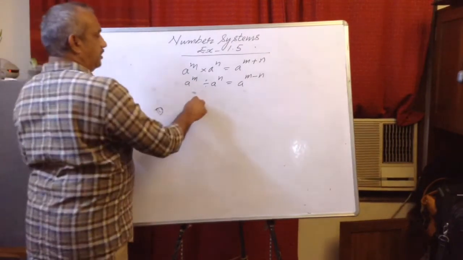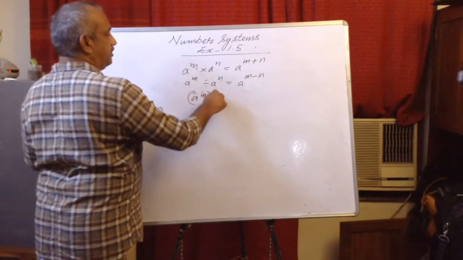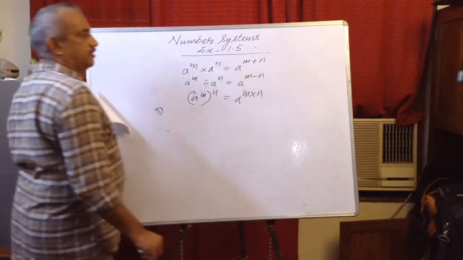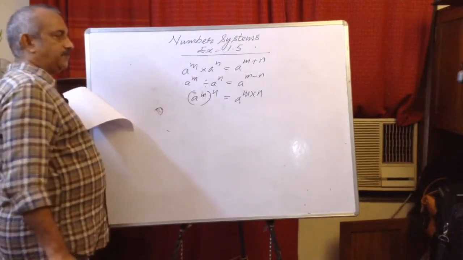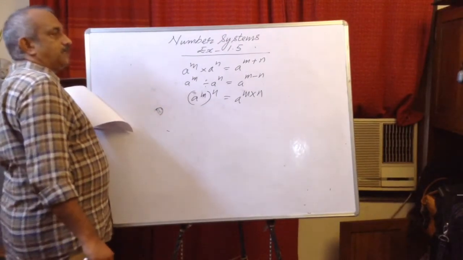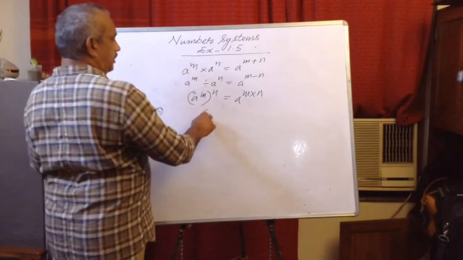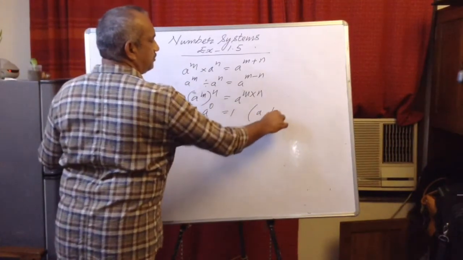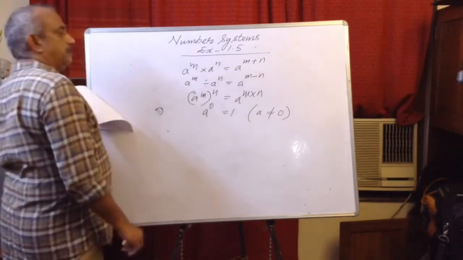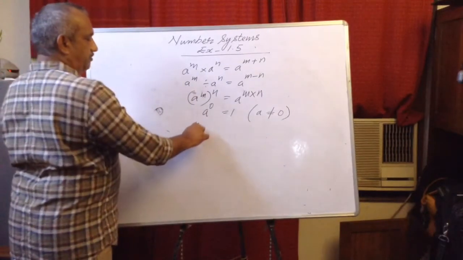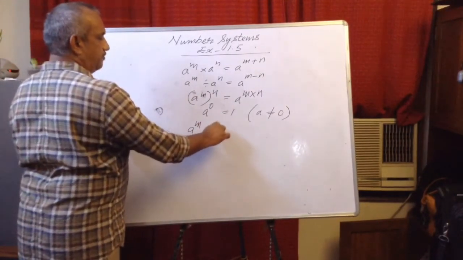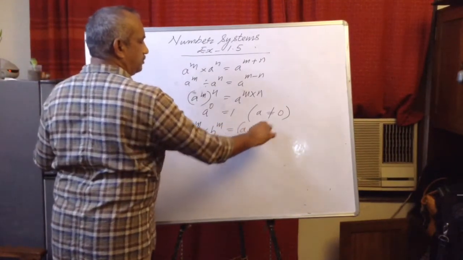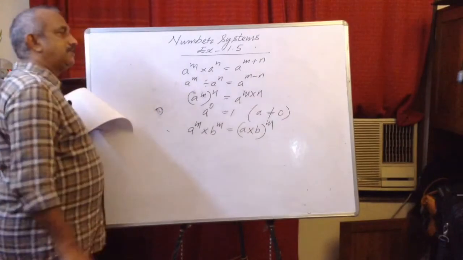Then a raised to m the whole raised to n is equal to a raised to m into n. If the power of power is taken, powers will get multiplied. Then a raised to 0 is equal to 1, condition a not equal to 0. Then again a raised to m into b raised to m, we can combine and write a into b the whole raised to m. Is all we have learned.